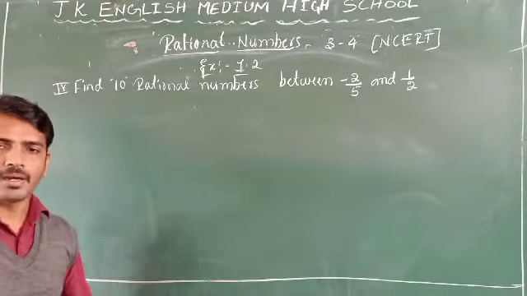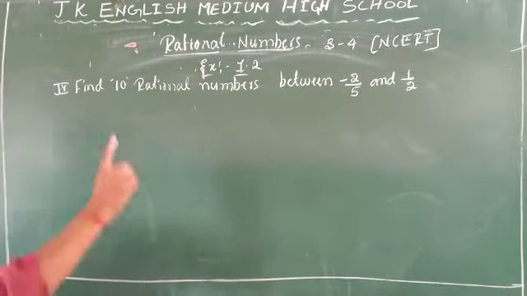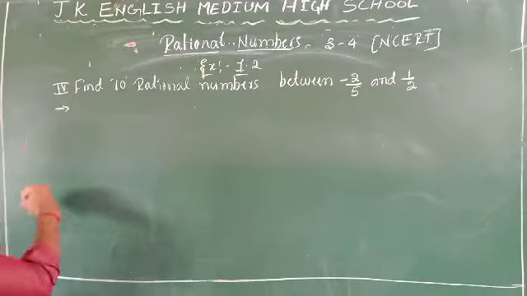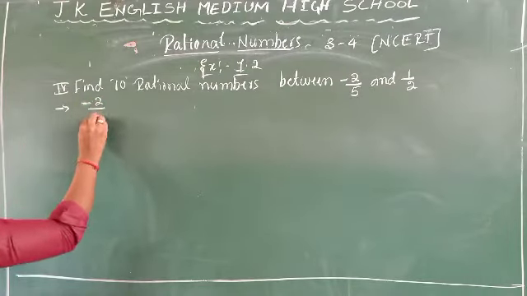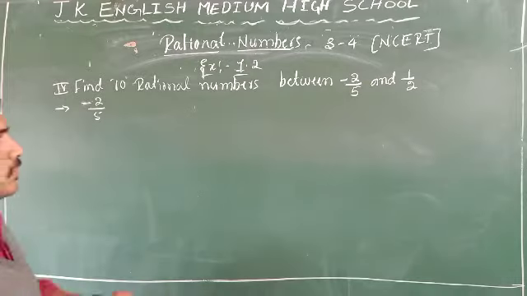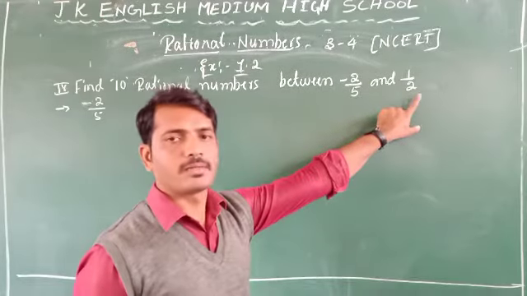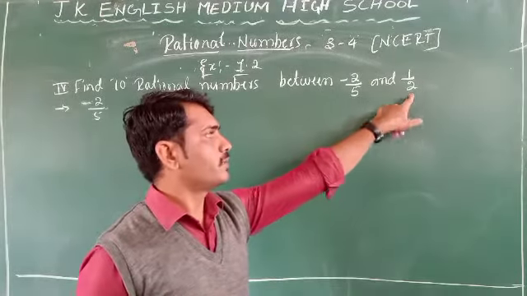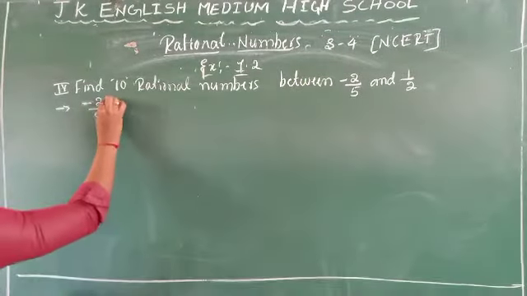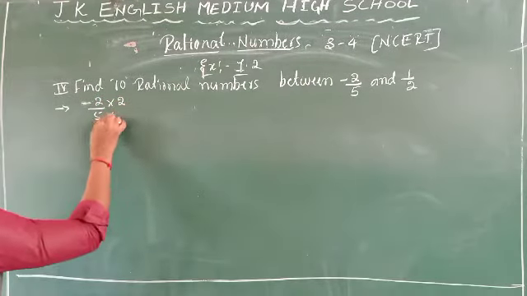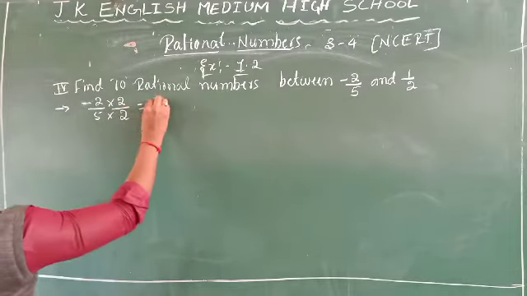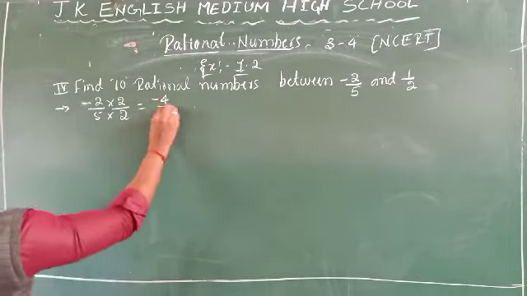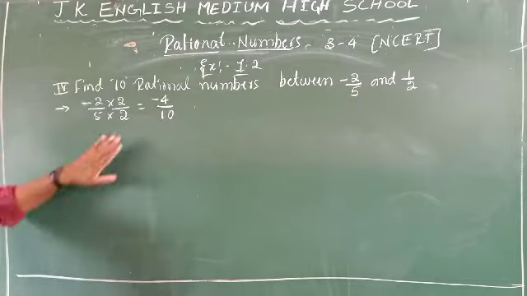Both of them are having different denominators. First make them equal. First one is minus 2 by 5. What will you do? Multiply this denominator, both the sides, into 2 divided by 2. 2 2s are minus 4, 5 2s are 10. This is the first thing.